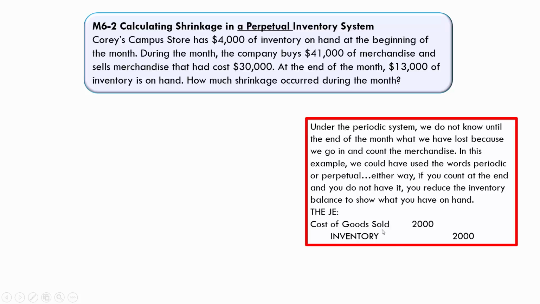What would we do to correct this in terms of a journal entry? Well, you would need to reduce your inventory by 2,000 and record shrinkage as an additional cost of doing business or a cost of goods sold.